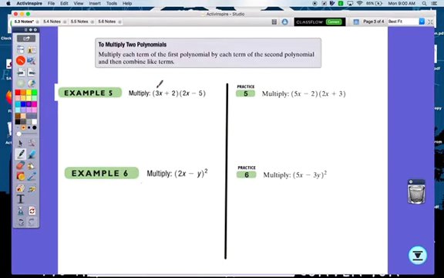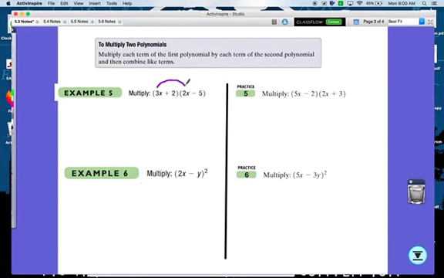You want to multiply the first term in the first parentheses, 3x, by both the 2x, so 3x times the 2x, and you also want to multiply the 3x by the negative 5, so plus 3x times the negative 5. And then you need to come through and multiply the 2, that second term of the first parentheses, by both parts, so plus 2 times 2x, and then distribute the 2 through the negative 5 as well, so plus 2 times negative 5.